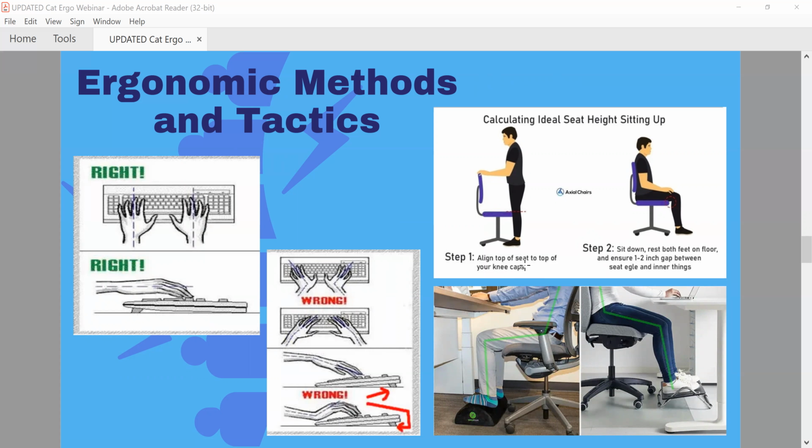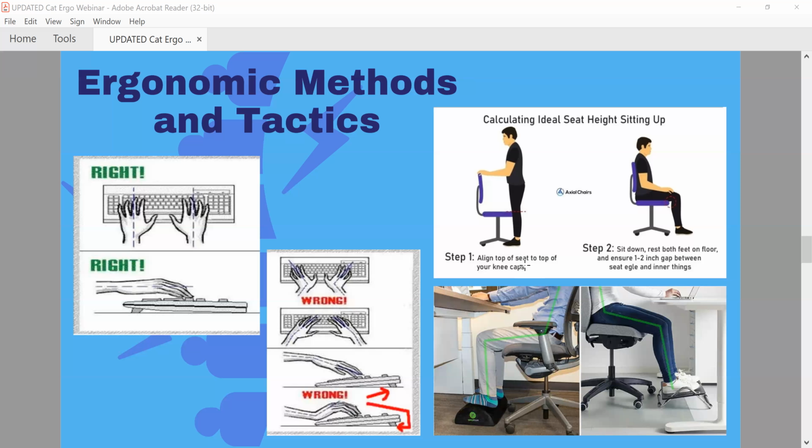On the screen, the leftmost images show the correct and incorrect wrist and hand positions while using a keyboard. As you can see, there should be a small space between your wrist and the edge of your desk. Your wrist and hands should be straight and not bent or curved. Having a keyboard and mouse pad with a wrist rest can help with this.